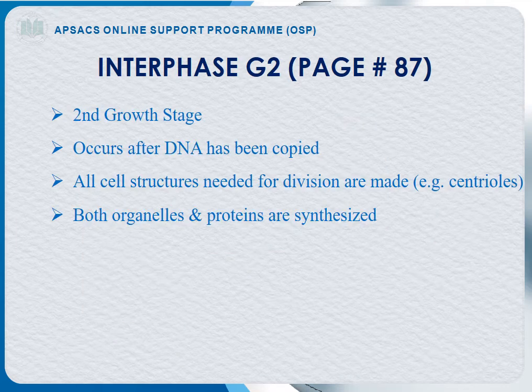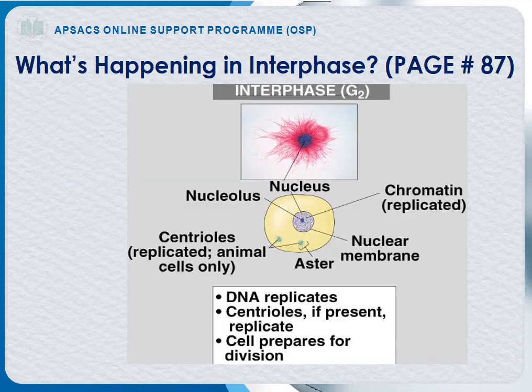Interphase, G2 phase, second growth stage, occurs after DNA has been copied. G2 phase occurs after DNA replication and is a period of protein synthesis and rapid cell growth to prepare the cell for mitosis. During this phase, microtubules begin to reorganize to form spindles. All cell structures needed for cell division are made, for example, centrioles. Both organelles and proteins are made.